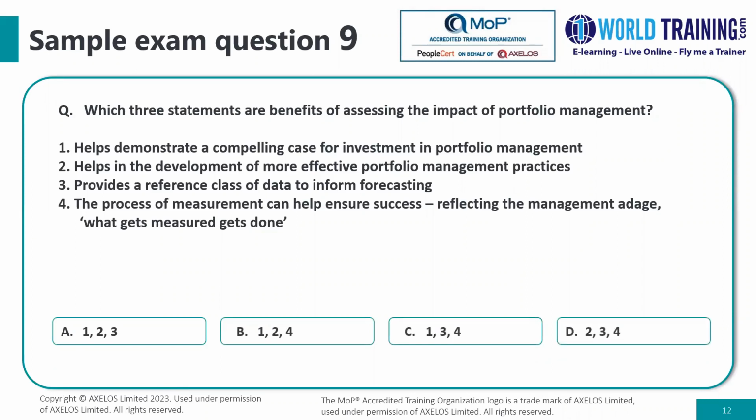Which 3 statements are benefits of assessing the impact of portfolio management? The answer is B. 1, 2, and 4 are the benefits of assessing the impact of portfolio management. Third one is not in the right answer. Providing a reference class of data to inform forecasting is not a benefit of assessing the impact of portfolio management.